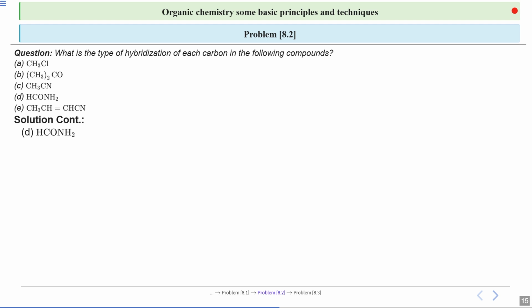The next one is HCONH2. Here, if you look at the carbon which is attached to oxygen, in HCO, this one has 3 sigma bonds. One is between carbon and oxygen, one is between carbon and hydrogen, and the last one is between carbon and nitrogen. So the hybridization will be sp2. Can we see it in the diagram? Yes. The carbon has 3 sigma bonds, whereas the fourth bond is a pi bond, which is between carbon and oxygen.